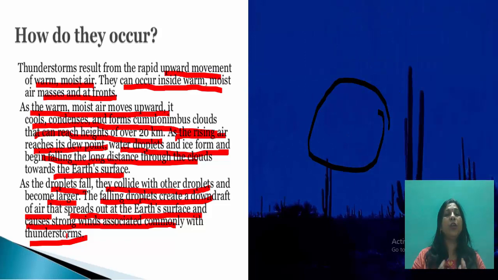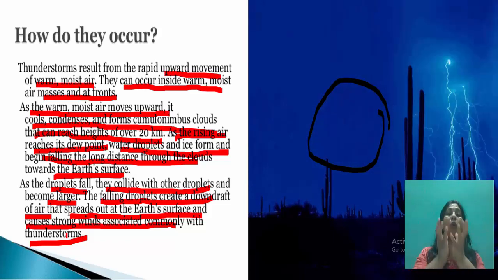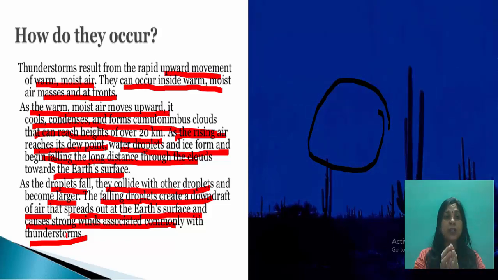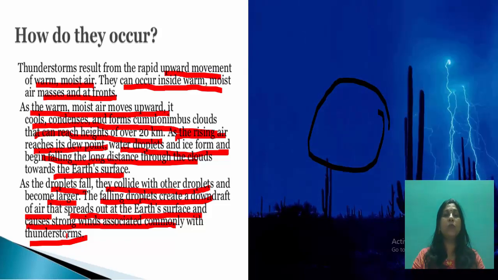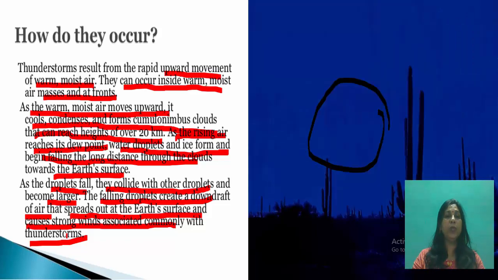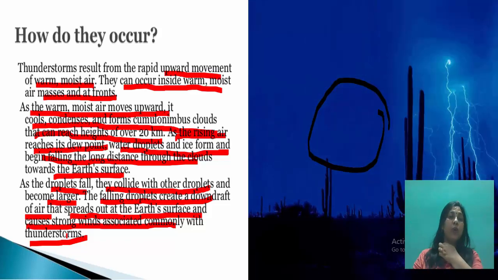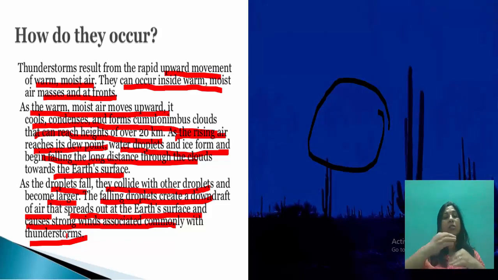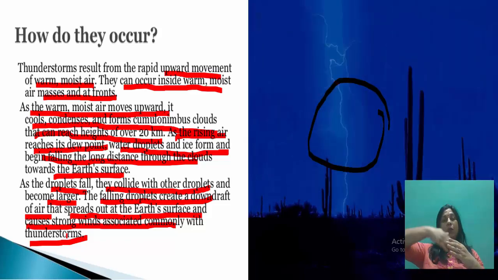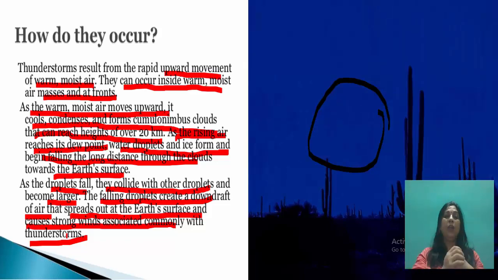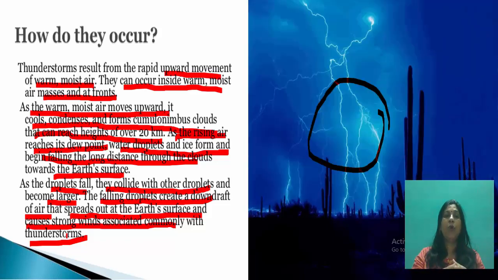ये जब warm moisture ऊपर जाती है, वहाँ ऊपर warm है तो it will cool, it condenses and there it forms a type of clouds which are known as cumulonimbus clouds. And these cumulonimbus clouds can reach heights of over 20 kilometers. जैसे जैसे राइजिंग एयर मीन्स जो हवा हल्की है ऊपर जा रही है, it reaches its dew point. These water droplets and ice form.